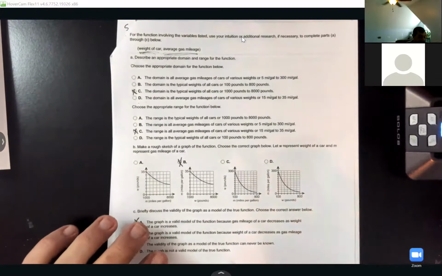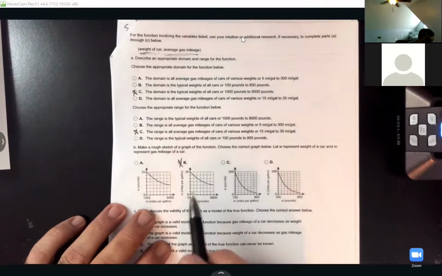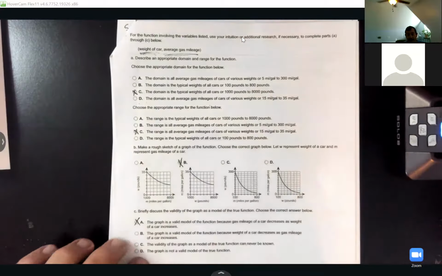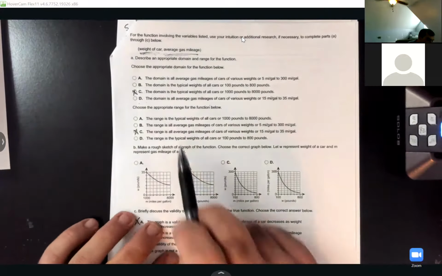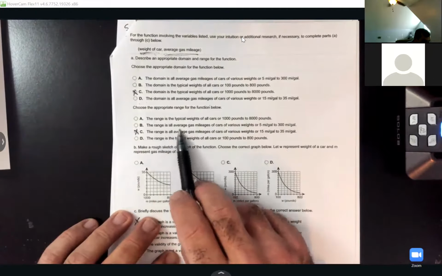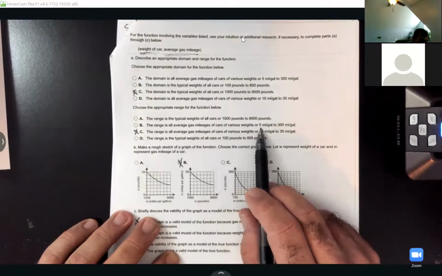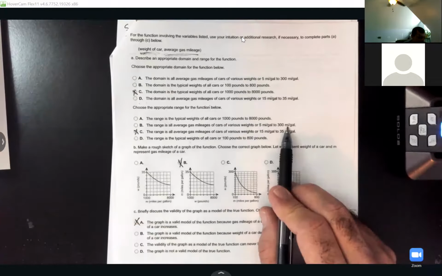And then it does that on the range. So the range is going to be the average gas mileage. So you can throw out A that's talking about the weights and D is talking about weights. So throw them 2 out. So they had the range is all gas mileages of cars of various weights or 5 to 300 miles per gallon. Ooh, that's a really low gas mileage at 5 miles per gallon. But what caught me was 300 miles per gallon. I don't know no cars getting 300 miles per gallon.